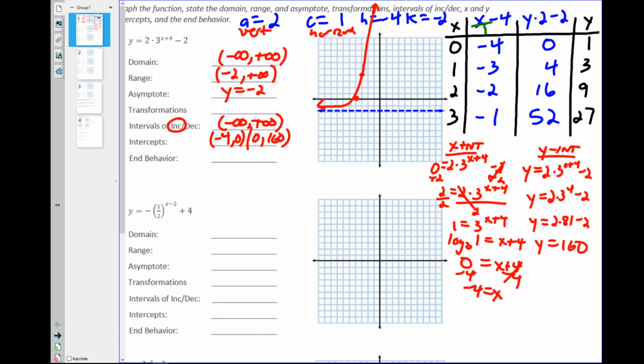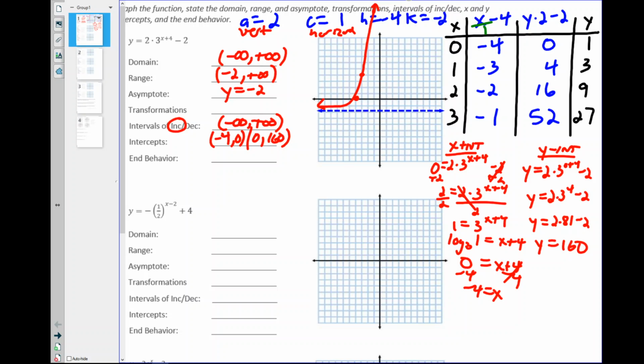Did I go too fast there? That part was just really from the last test, like it's just knowing how to solve a logarithmic or exponential equation. Okay, and behavior, your favorite.